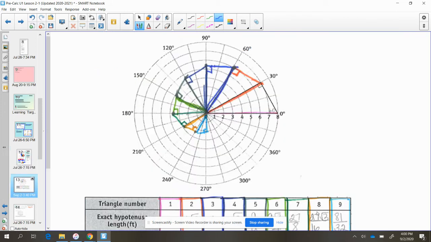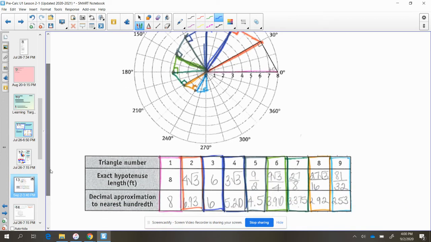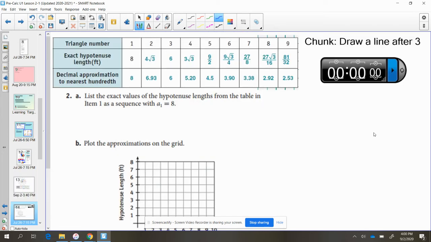Now, what you should have gotten if you finished this spiral out, so we left off with 9/2, but now we have 9 square root 3 divided by 4, 27/8, 27 square root 3 over 16, and 81/32, and then all those lovely decimal approximations. Now, you're probably saying, Miss Sechuk, what does this have to do with anything? Well, we needed this sequence to be able to write in.